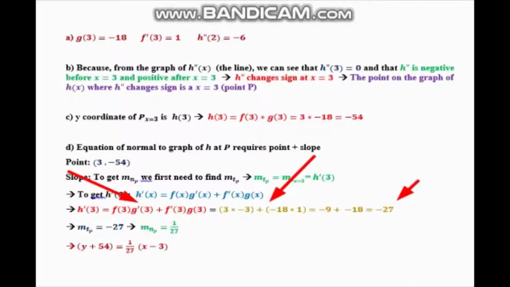If the slope of the tangent is negative 27, then the slope of the normal is positive 1 over 27. Having obtained the slope and having obtained the coordinates of the point, I can use the point-slope formula to write the equation of the normal line. y plus 54 equals 1 over 27 times x minus 3. So this concludes our question. Take a minute to write the answers down if you will, and I shall begin the second question shortly.